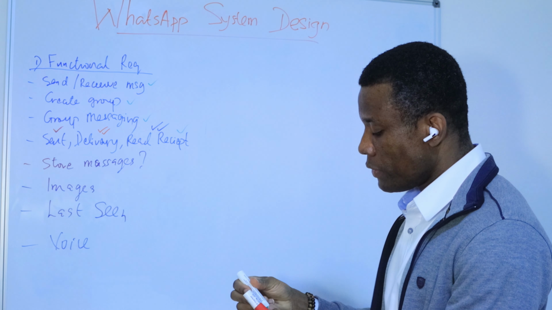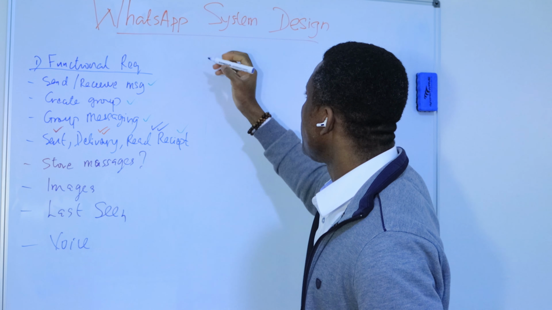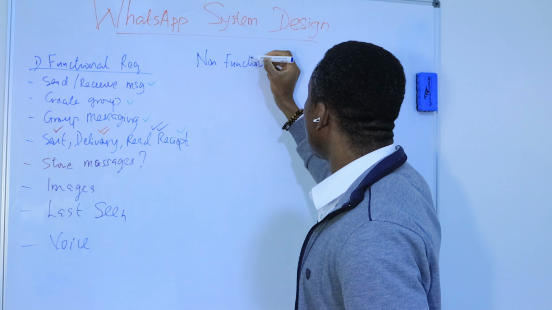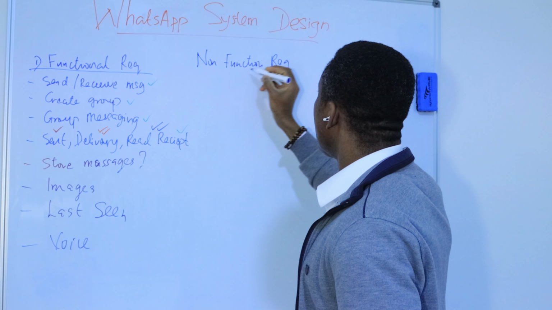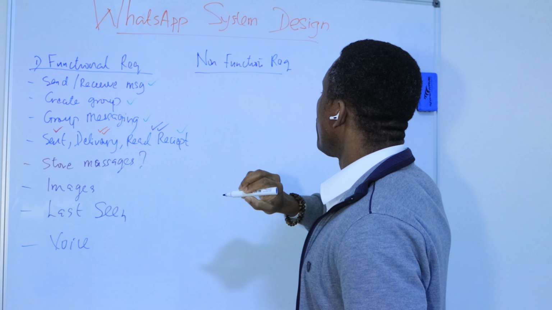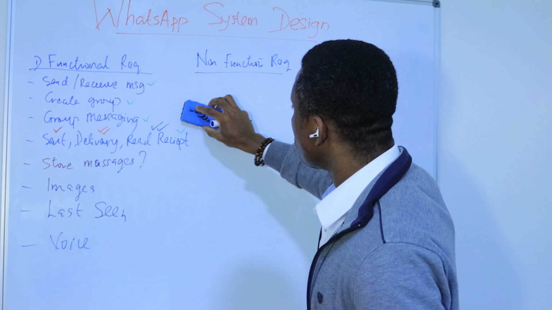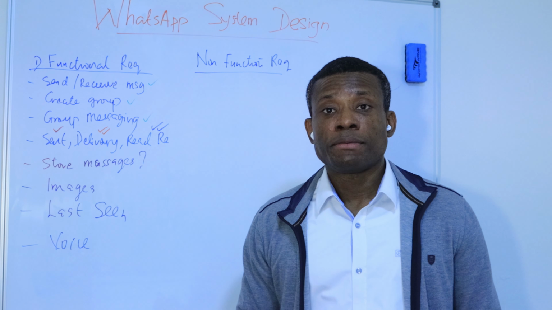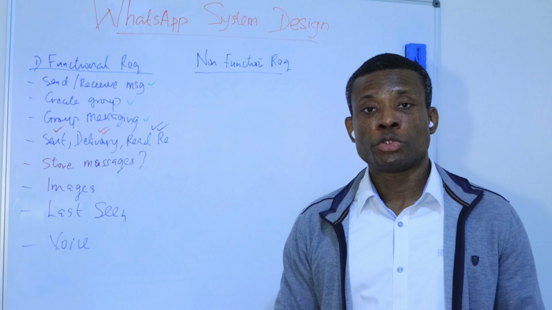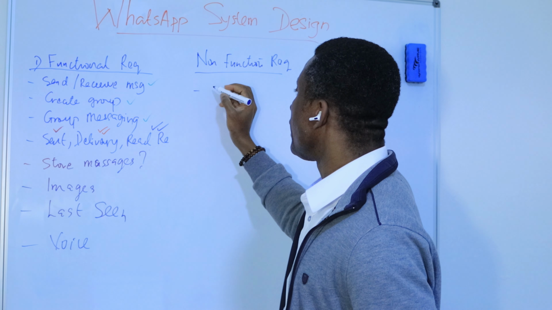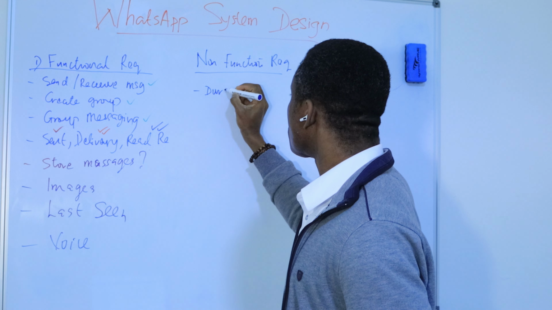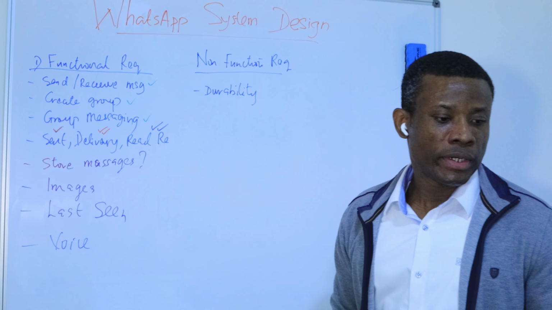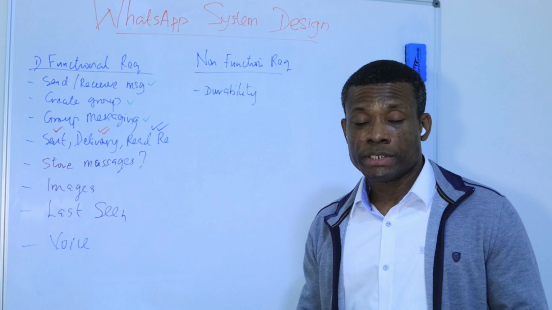I think there should be a few of them. So let me just say non-functional requirements. One is messages should be durable. Messages should not be lost. So I'm going to write it here, durability. And the next one is an efficient protocol.